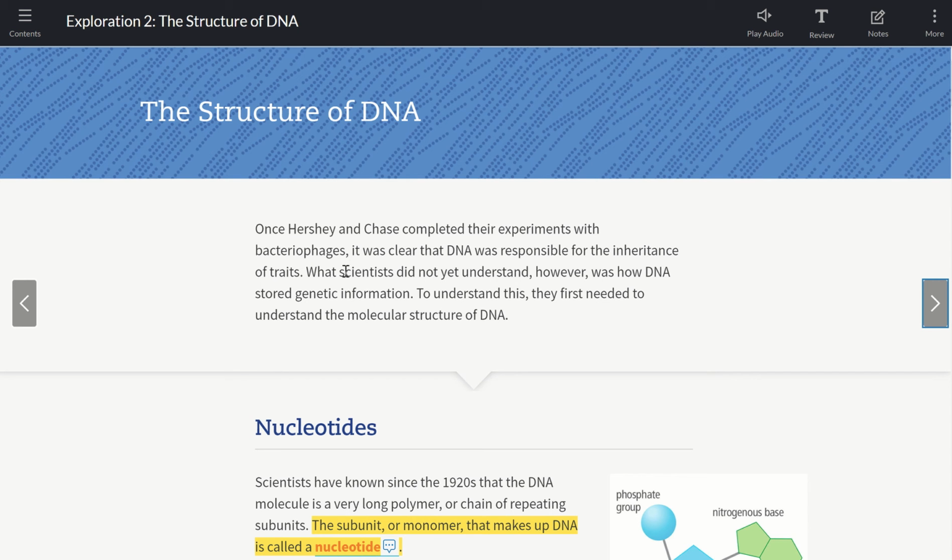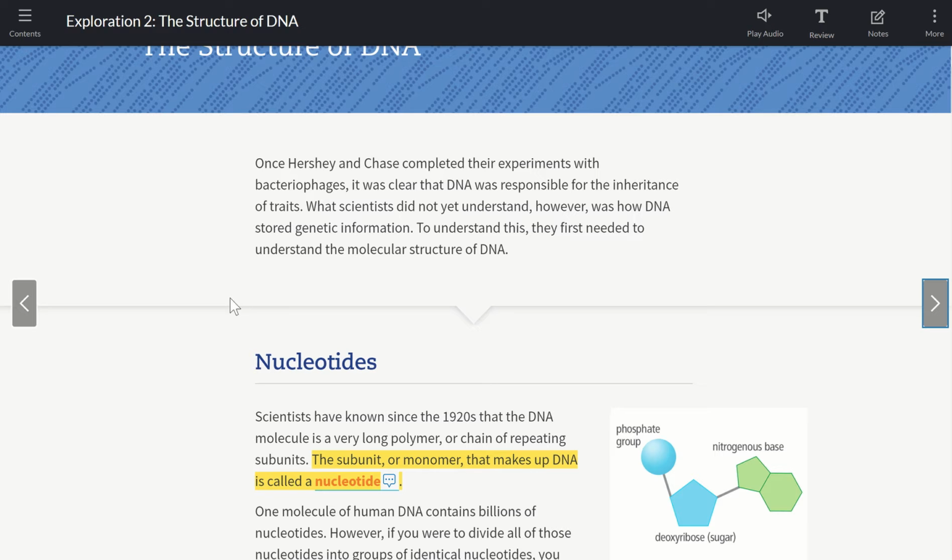If you remember from last time, Hershey and Chase were two of the scientists that played key roles, and after their experiment, the scientific community accepted that DNA was in fact responsible for the genetic material, and so now the race became to figure out what it actually looks like.